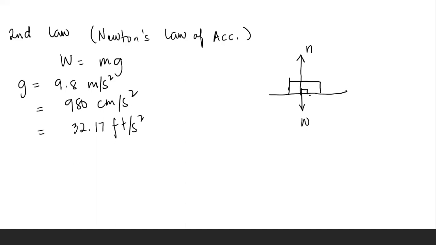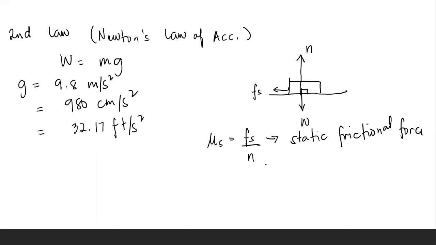Now, the normal force acts perpendicular to a surface, then the force of static friction. Remember, you have the static friction. Okay, this one is your static friction. From the formula of frictional force, we have the coefficient of static or kinetic friction. We have mu s equals Fs over the normal, where Fs is the static frictional force, and N, small letter n, is the normal force. And this one is the coefficient of static friction.